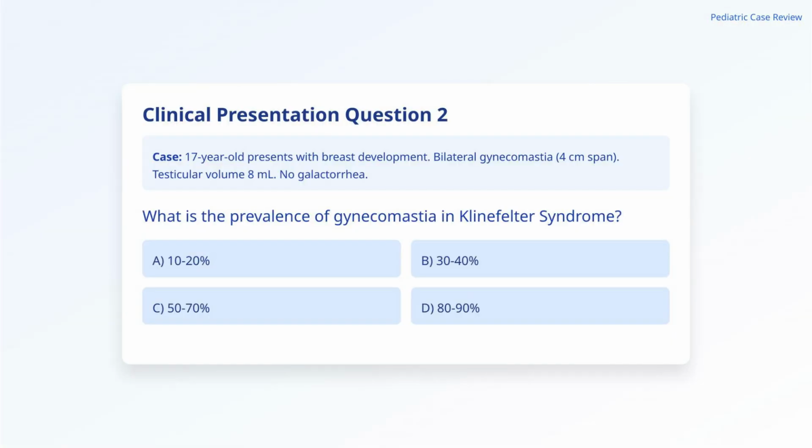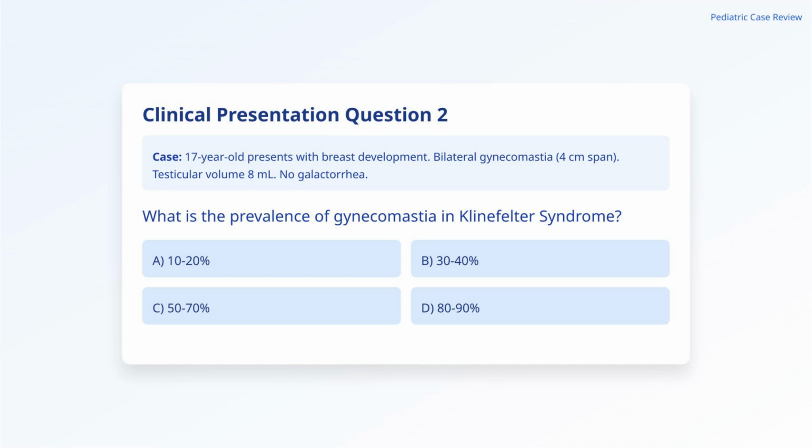Case scenario: a 17-year-old male presents with concerns about breast development. Physical examination reveals bilateral breast tissue enlargement spanning 4 centimeters. Testicular volume measures 8 milliliters bilaterally. No galactorrhea is present on examination. Question: what is the prevalence of gynecomastia in Klinefelter syndrome?